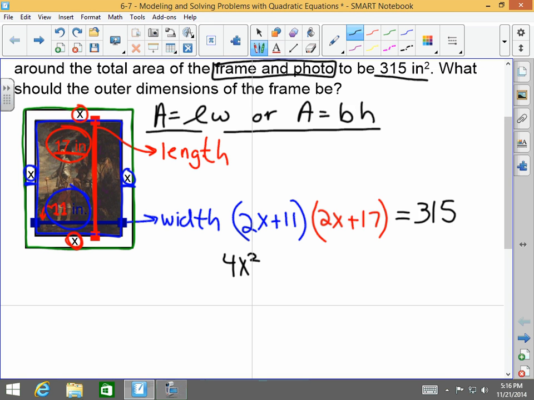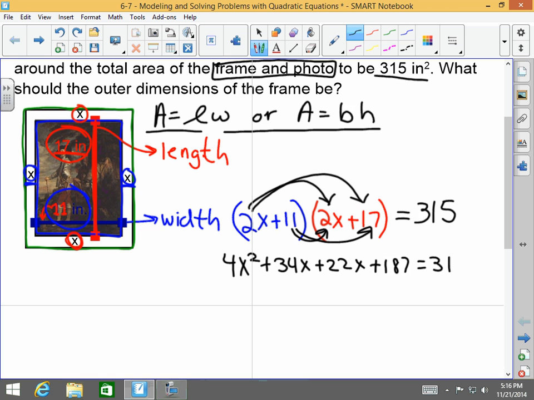Okay, sorry about that. So we've got 2x times 2x, which is 4x squared. 2x times 17 is 34x. 11 times 2x is 22x. And 11 times 17 is plus 187 equals 315. Combine like terms. So I've got 4x squared plus 56x plus 187 equals 315.